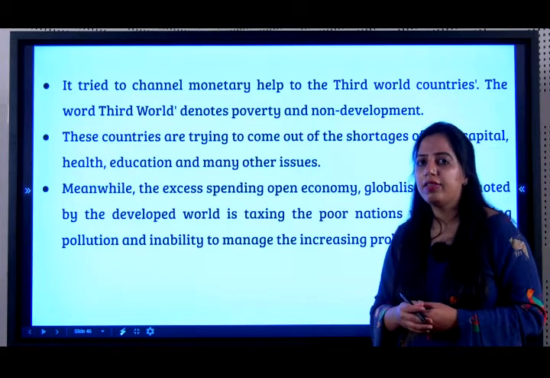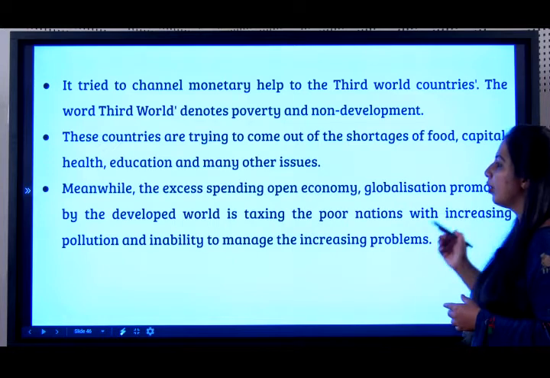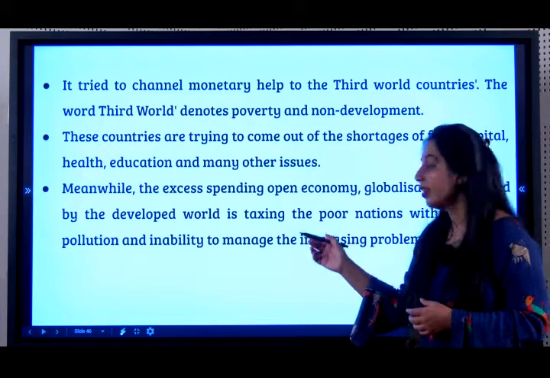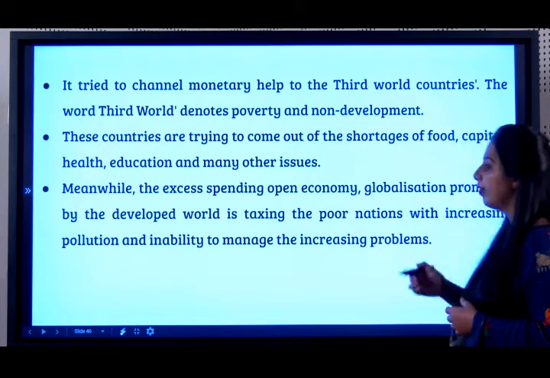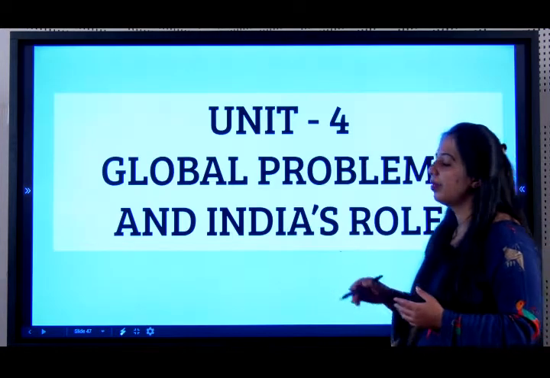Meanwhile, developed countries have excessive spending, open economy and globalization, which is taxing the poor nations with increasing pollution and inability to manage the increasing problems.